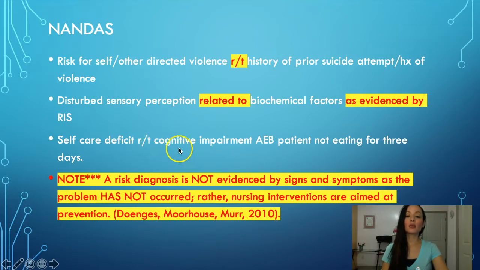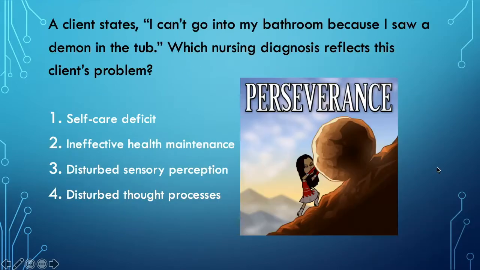Self-care deficit related to cognitive impairment as evidenced by a patient not eating for 3 days. A client states, "I can't go into my bathroom because I saw a demon in the tub." Which nursing diagnosis reflects this client's problem? The key word here is they saw. And does seeing have to do with the 5 senses? It does. So therefore, the correct answer is disturbed sensory perception.